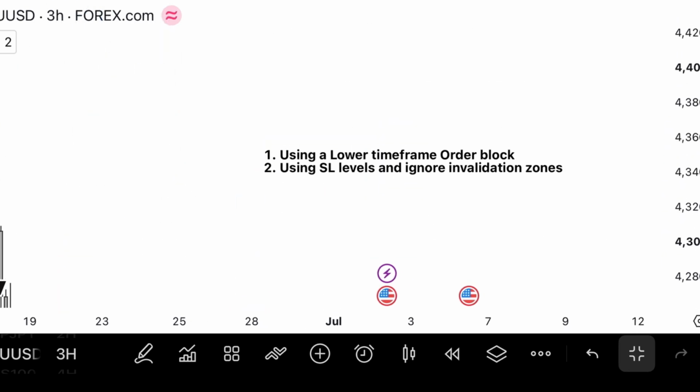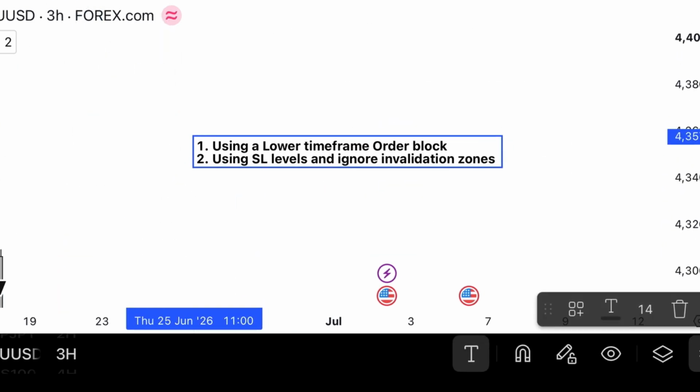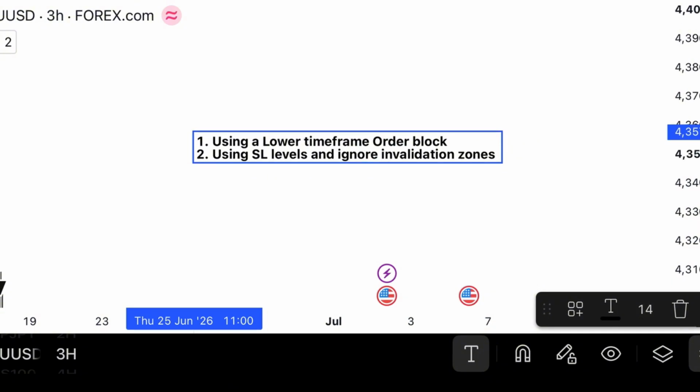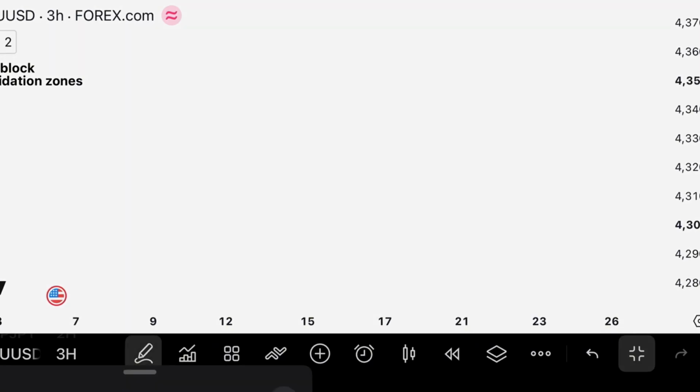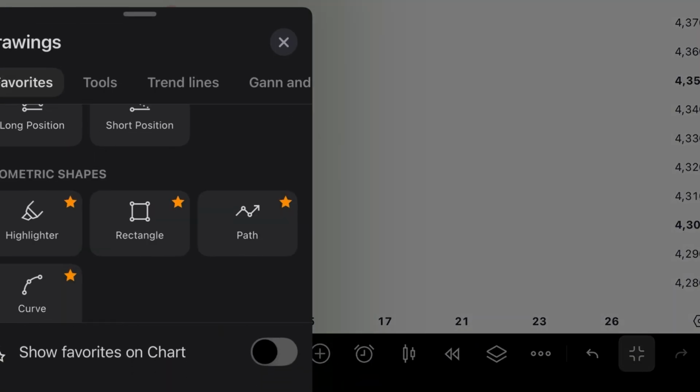So I've solved the first part, which is using a lower time frame order block. When you want to place a trade, if you know you are not using confirmation, make sure you are entering your trade from a higher time frame order block so as to be safe. Now let me quickly talk on the second part, which is using stop loss levels and ignoring invalidation zones. See, there is a difference between a stop loss and an invalidation level.